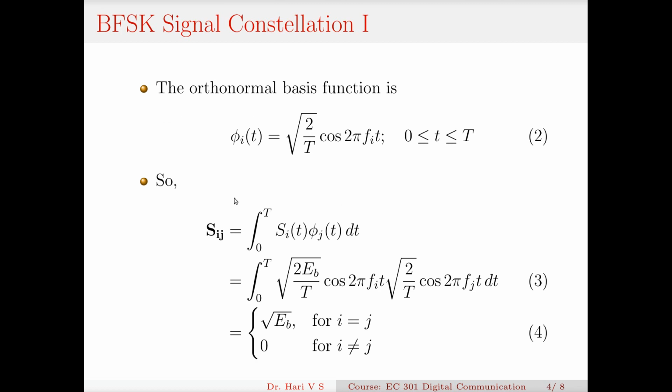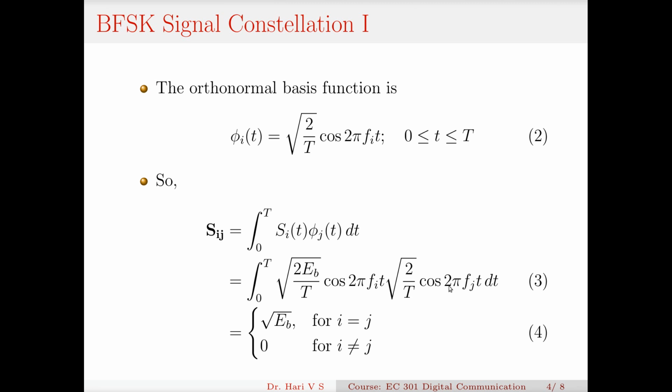Now I need to find the vector space corresponding to this signal s_i(t), which is nothing but s_ij. How do I find the vector space? I have to take the dot product to know the contributions in the phi 1 axis and phi 2 axis. This dot product is realized by the integral 0 to T of s_i(t) phi_j(t), so this is the integral 0 to T of root of 2 E_B by T cos 2 pi f_i t into root of 2 by T cos 2 pi f_j t dt.